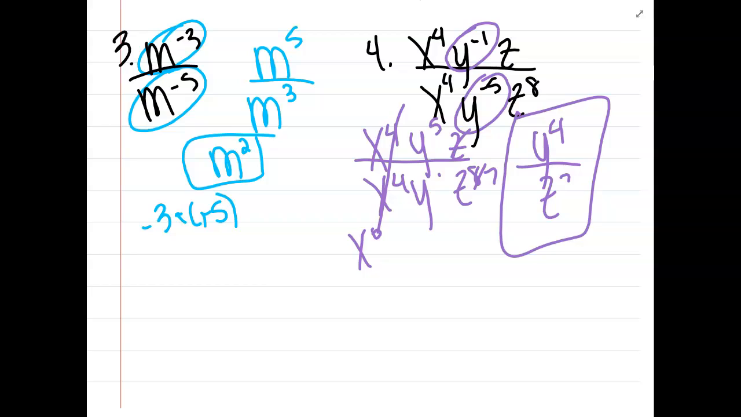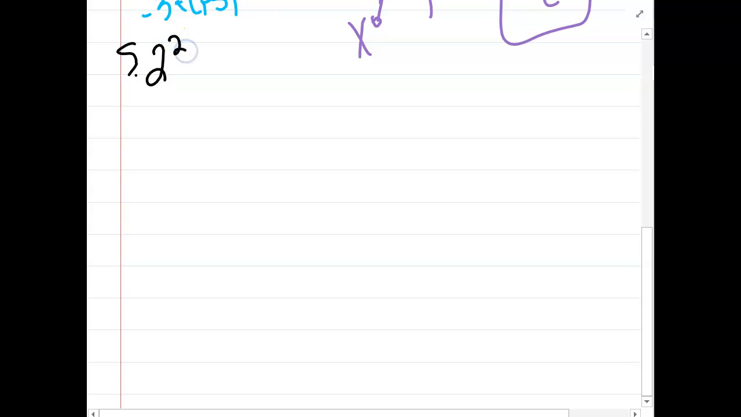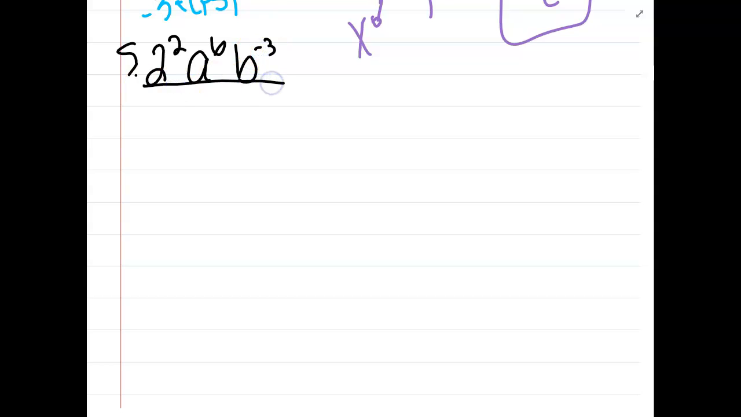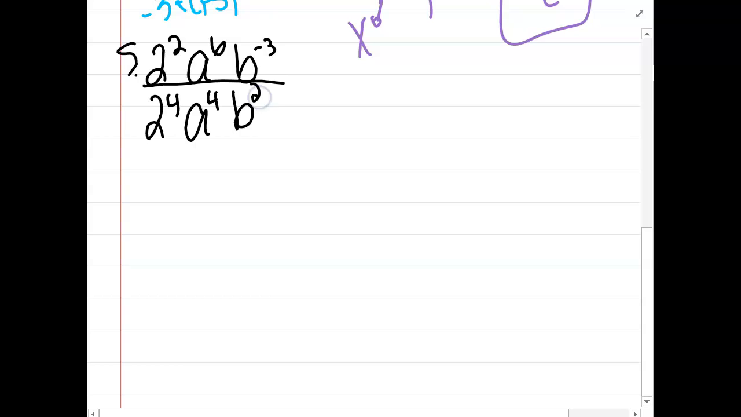Okay, let's try a couple more of those. Okay, number 5. 2 squared, a to the 6th, b to the negative 3rd, over 2 to the 4th, a to the 4th, b squared.